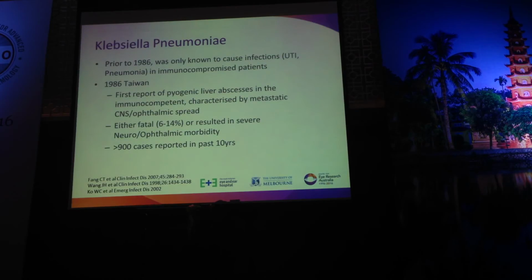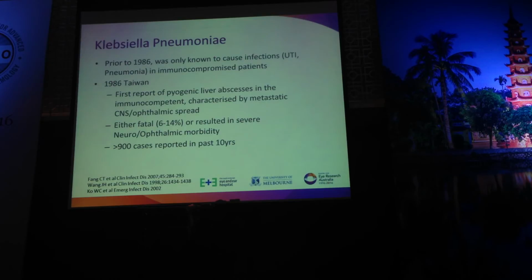it certainly is an issue increasing in Australia as well. As many of you might know, prior to 1986, it was only known to cause infections like pneumonia and urinary tract infections. But it was in 1986 in Taiwan that we found our first reported pyogenic liver abscesses in the immunocompetent patient with multiple metastatic spread, through the CNS and through the eye. And I'd just like to highlight here, it could either be fatal or cause significant morbidity.